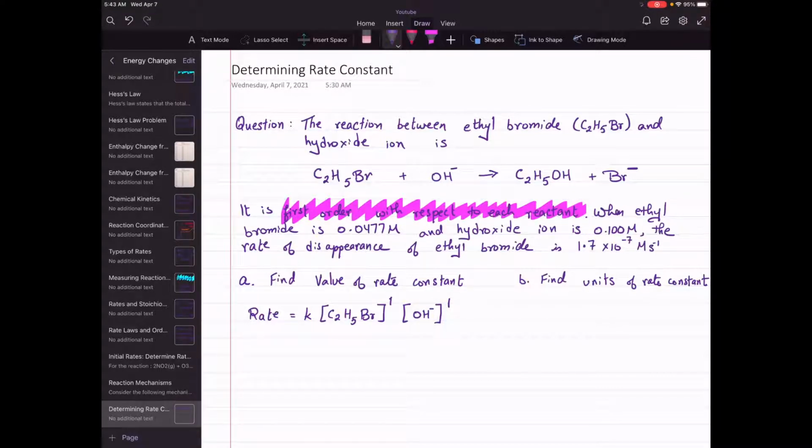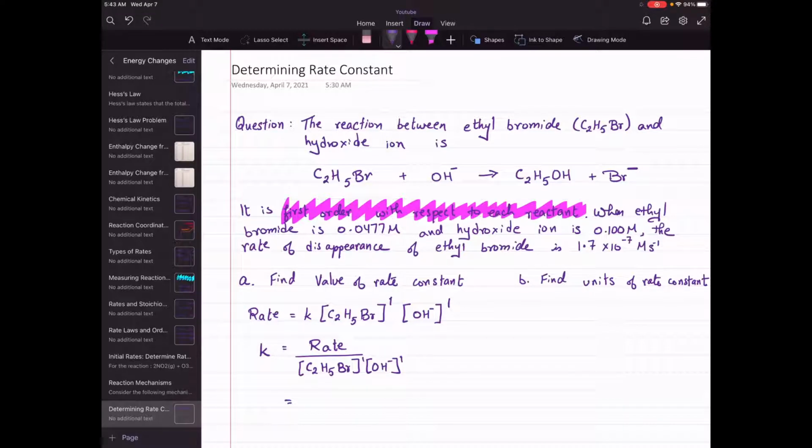Now, we can plug in the values or we can rearrange the equation first. So let's rearrange because we're going to be looking for the value of K. So K is equal to rate over the concentration of C2H5Br and the concentration of OH minus, both to the power of 1.